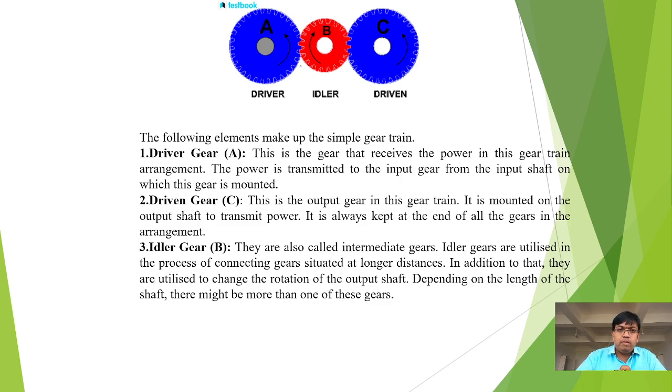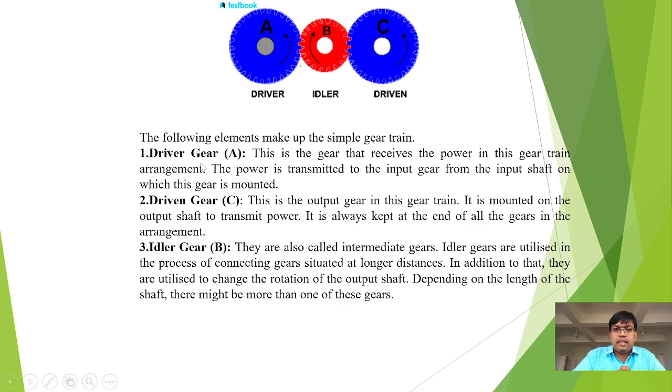Now we have three elements here in the simple gear train. As I told you, what is a simple gear train actually? A simple gear train means when you have only one gear mounted on a shaft, you call such a combination a simple gear train. And you see we have three gears here.